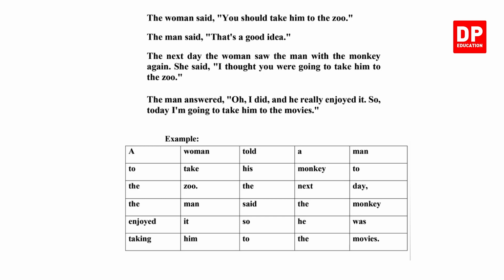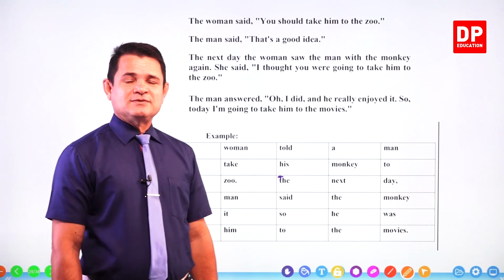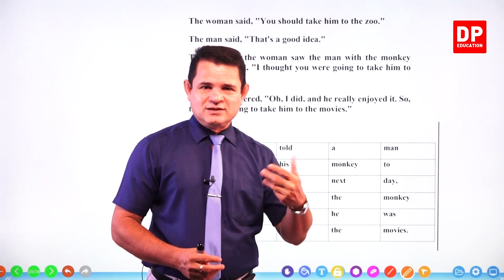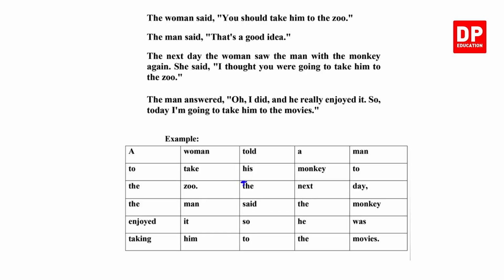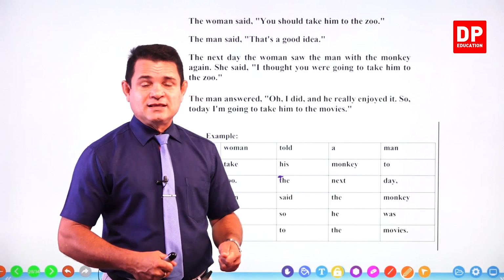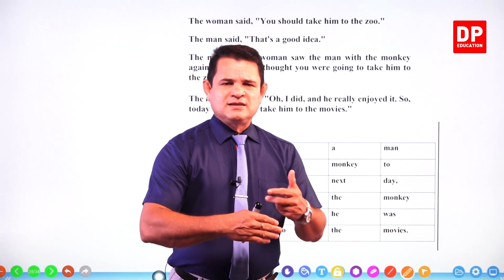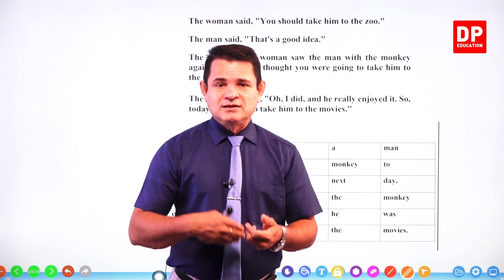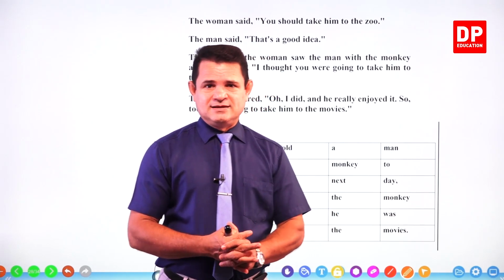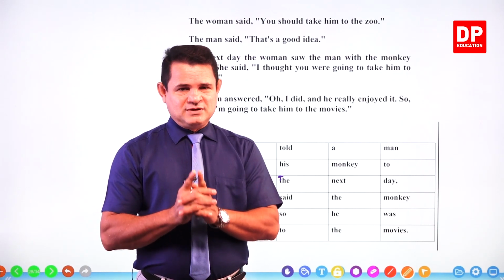The next day, ඊළඟ දවසේ, this should be capital. The next day the man said the monkey enjoyed it. ඊළඟ දවසේ මෙයා කියනවා monkey enjoy කරා ඒක. So he was taking him to the movies. ඒක නිසා දැන් එයා චිත්‍රපටයකුත් බලන්න යනවා. So now he met the same person next day and asked. ඒ වගේ විස්තර අයින් කරලා තියෙනවා. Only the main idea. ප්‍රධාන අදහස විතරයි.